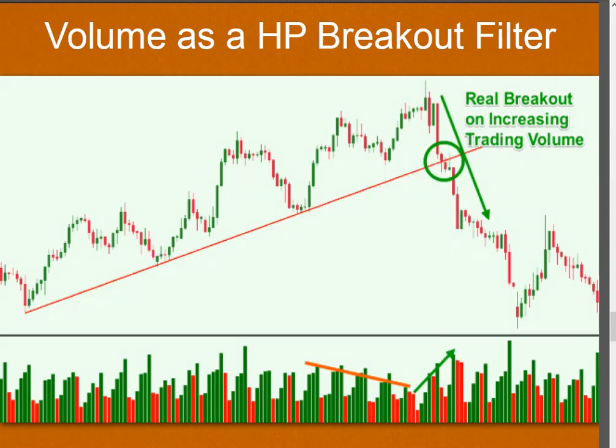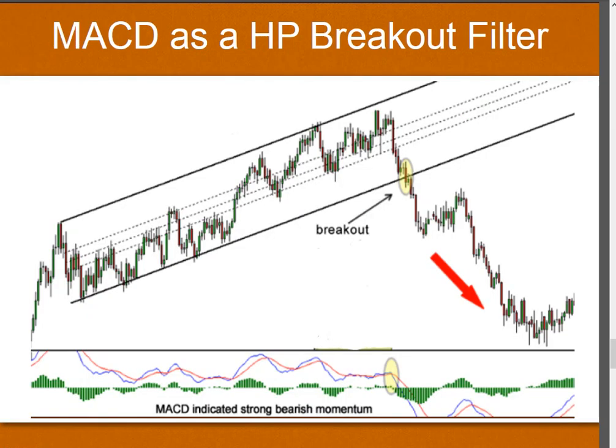All right. Great. Can you use MACD as a high probability breakout filter? Let's see. In this case, remember MACD is a momentum indicator. It's an oscillator. Yes, it is a momentum indicator. So we have a channel drawn here. Probably this is a trend line. You can consider that as a trend line starting there. Okay, this is an uptrend line, and you see price breaking that level.